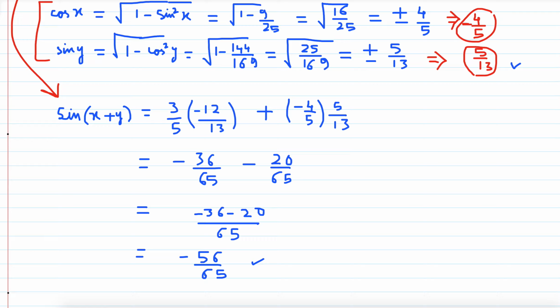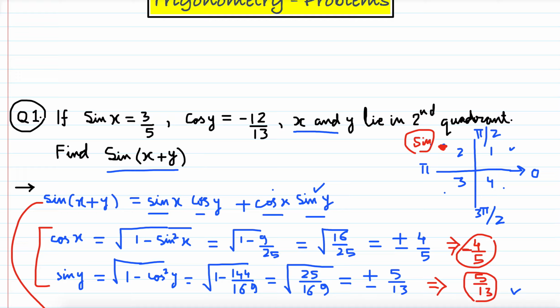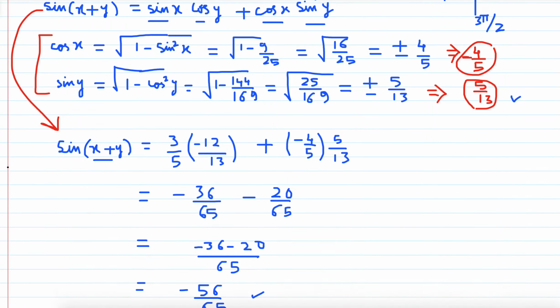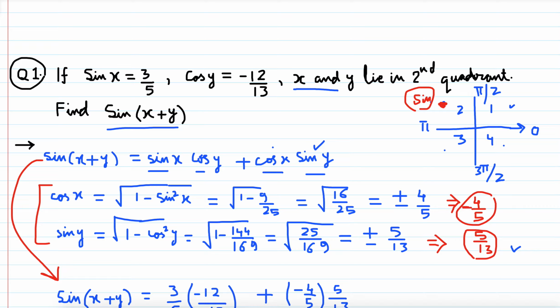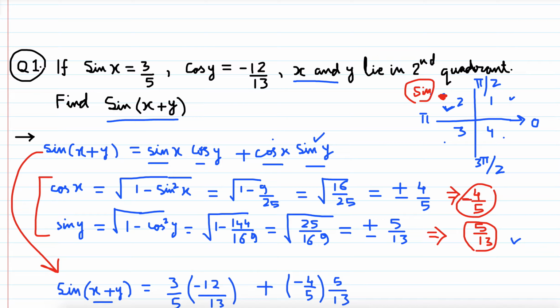Sine is negative. So can x plus y, so sine is positive in first and second quadrant. So can this value be, what will be x plus y? X and y both lie in this quadrant. So both the values are more than pi by 2. So even if these are slightly bigger than pi by 2, that is maybe 91 degrees, then also it will be more than 180 degrees. So if it's close to this 180, then it will lie in fourth quadrant.